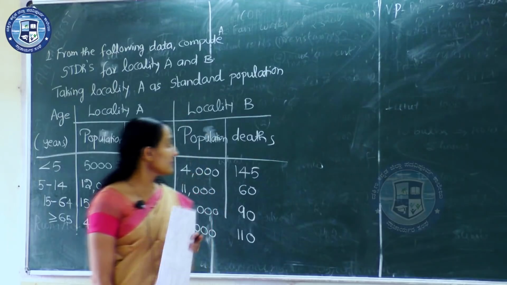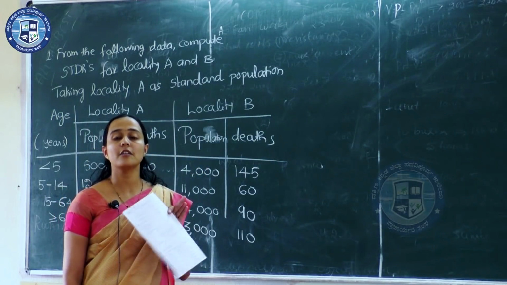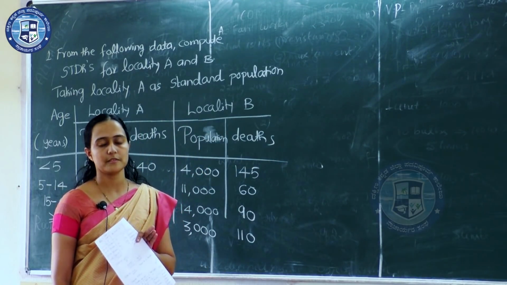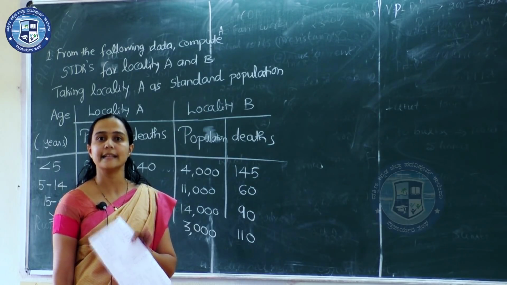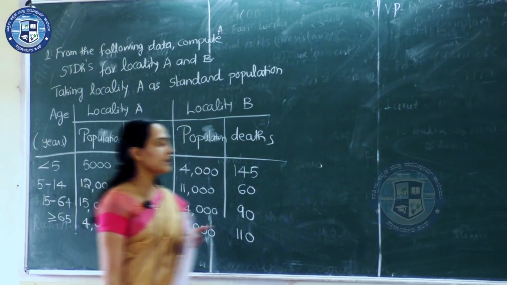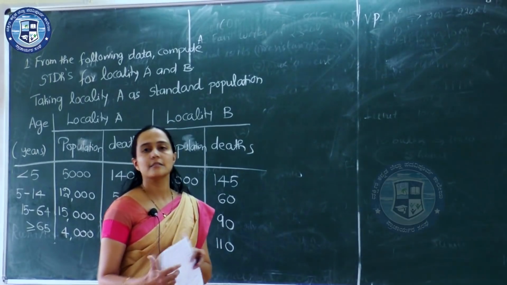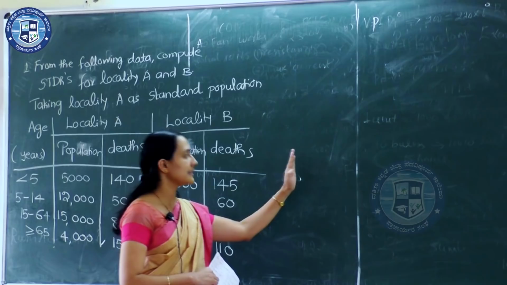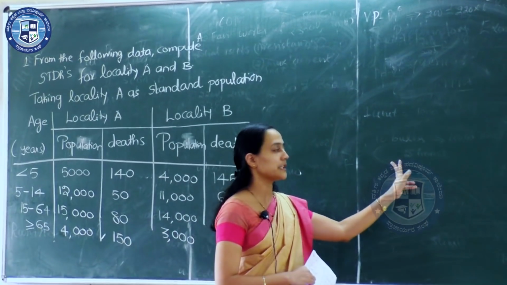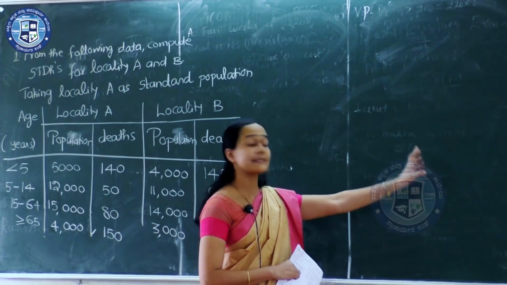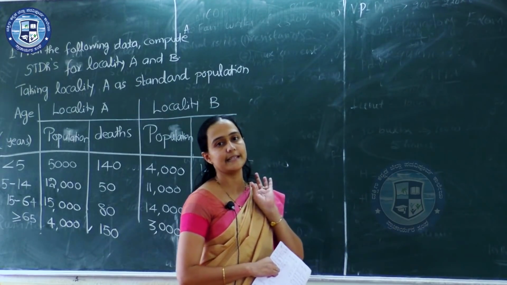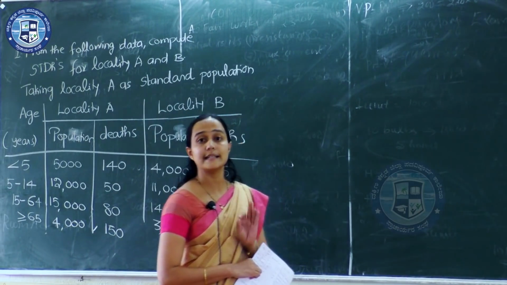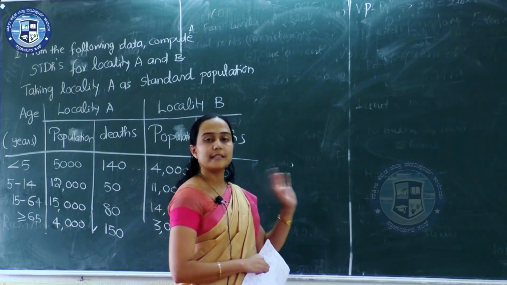Next, the first type problem we saw. The first type is usually asked as 10 marks. It is an important problem. In that question, two populations are given, first population and second population. Then one more thing, the standard population is separately given. So how to find the STDR? We saw in the last class.